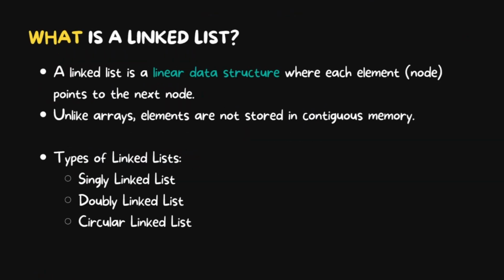A linked list is a data structure where each node contains two parts, data and a reference to the next node. Unlike arrays, linked lists don't store elements in contiguous memory, making insertions and deletions efficient. The three main types of linked lists are singly linked list, doubly linked list, and circular linked list.